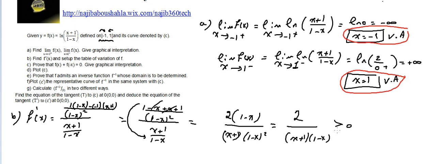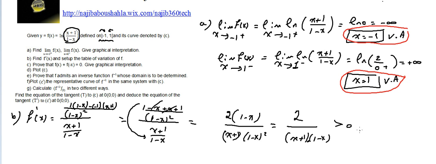Because (x plus 1) over (1 minus x) is what? Here we have the product of x plus 1 and 1 minus x, and here we have x plus 1 over 1 minus x. This value should be a positive value because it's ln u, right? If the numerator over the denominator is positive, if (x plus 1) over (1 minus x) is positive, this means (1 minus x) times (x plus 1) is also positive, and 2 is positive, so it's positive.